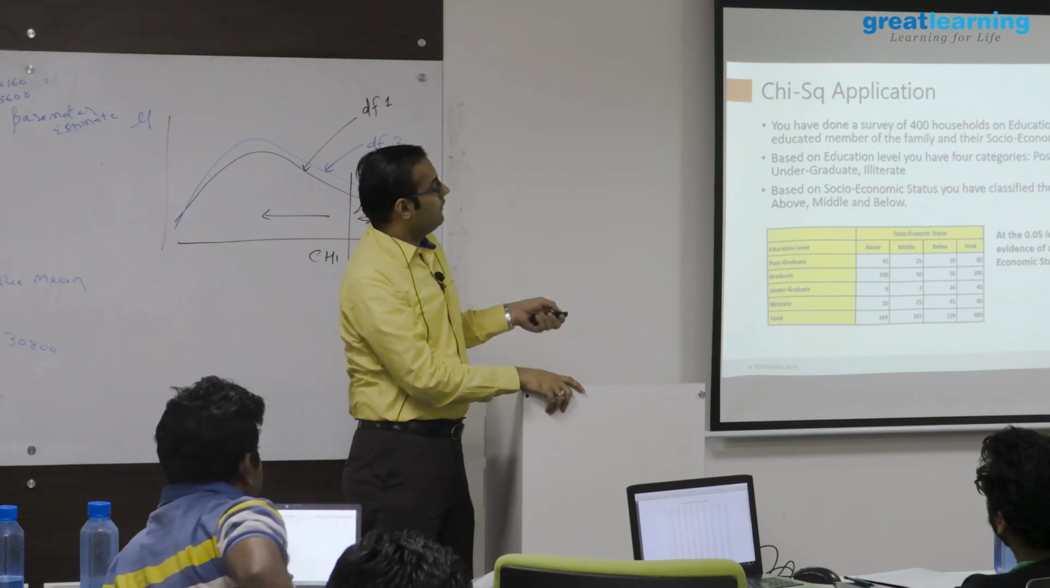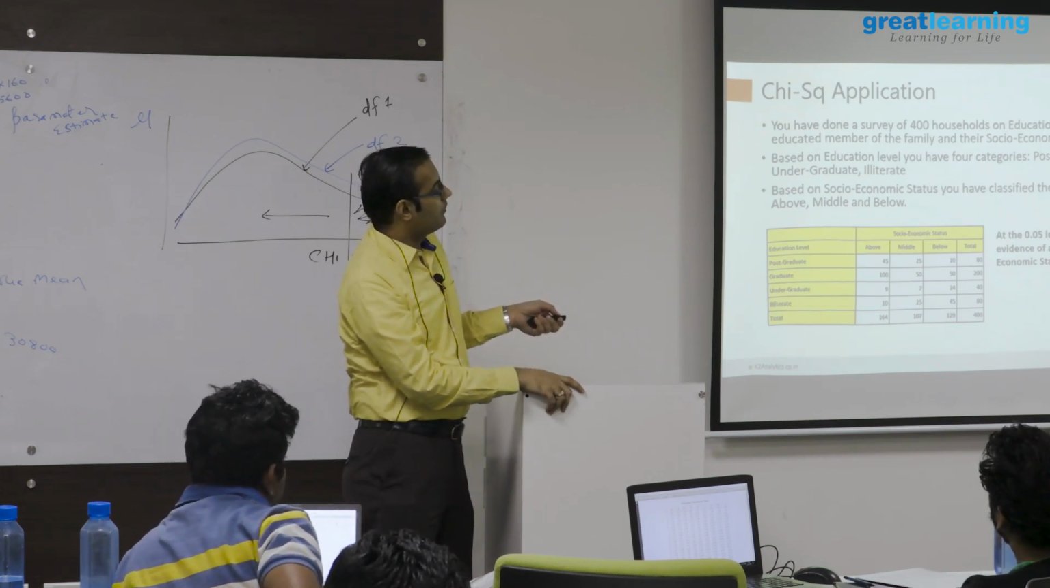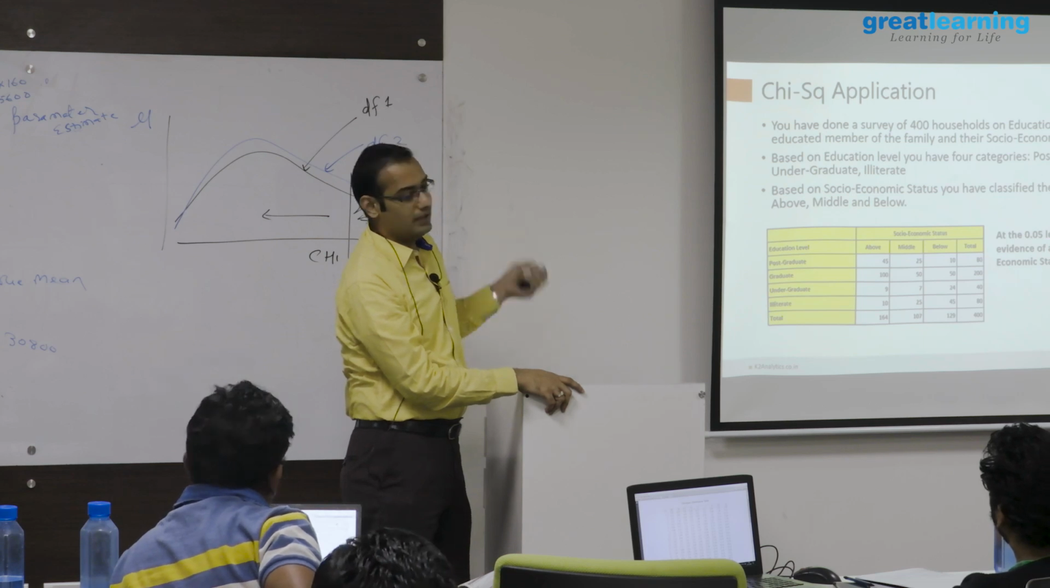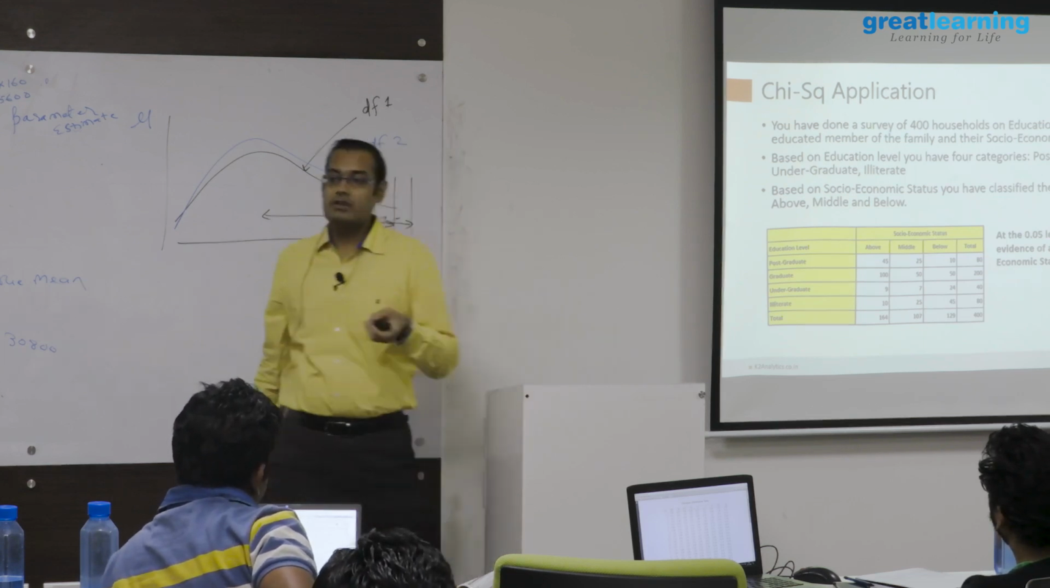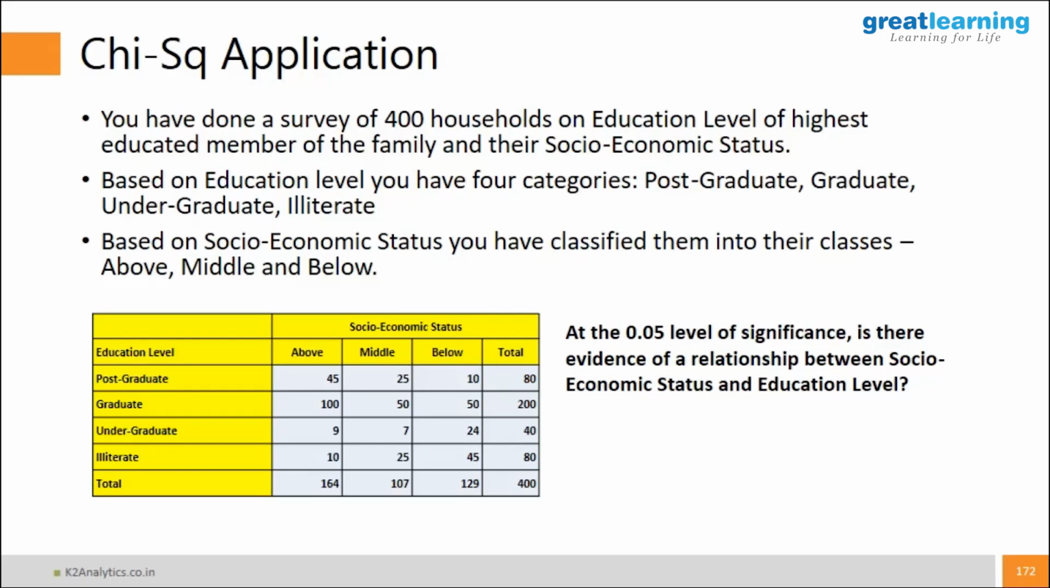At a 0.05 level of significance, is there evidence of a relation between socio-economic status and education level is the question. So the observed frequency is given.